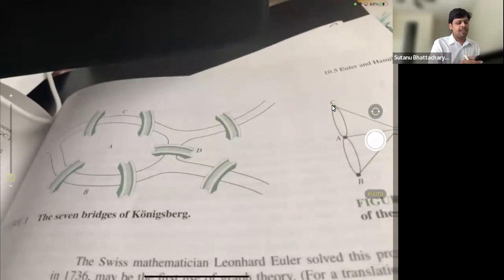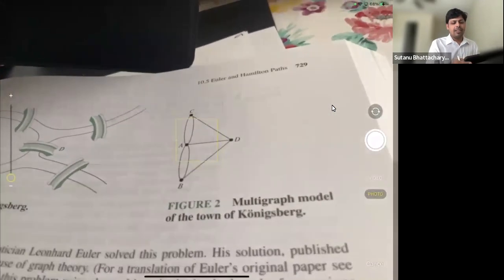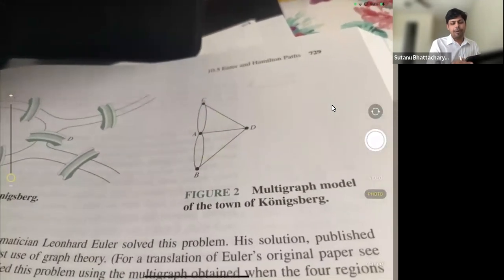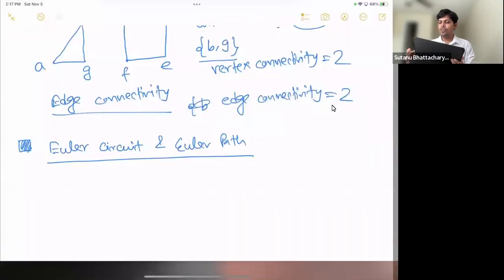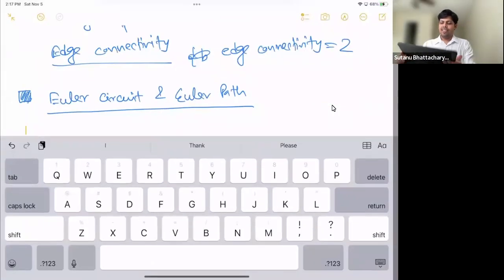So the same real problem can be converted to this graph problem. This is actually the corresponding graph problem. We'll talk about what solution Euler proposed. We'll talk about that. Okay. So that is the background.